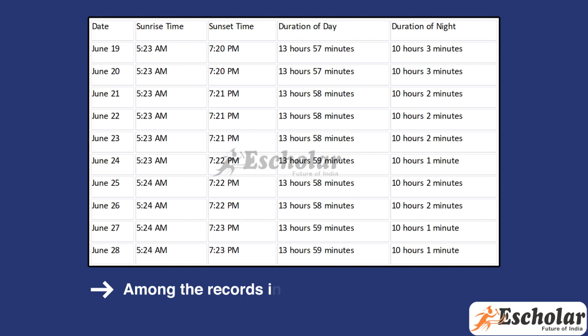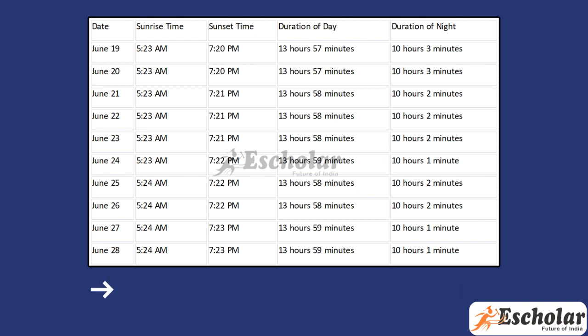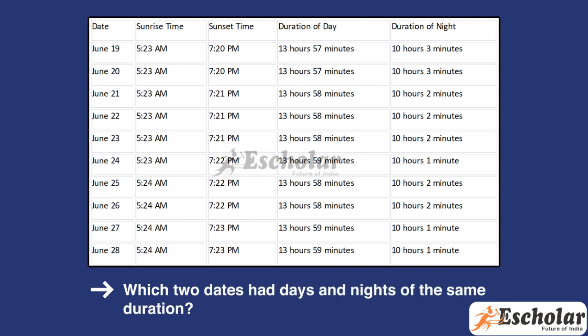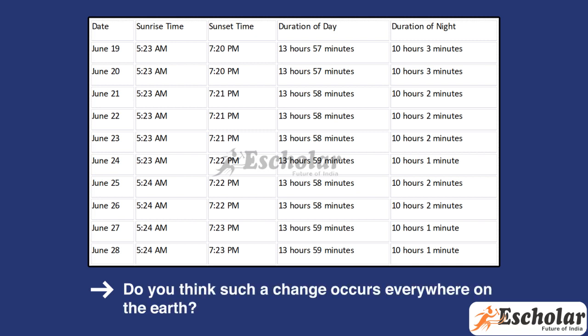Among the records in the table, which is the longest day? What difference do you notice in the duration of the nights day by day? Guess the reason behind it. How did you find out the duration of the night? Which two dates had days and nights of the same duration? With the help of the table, you saw how the duration of the day and the night changes. Do you think such a change occurs everywhere on the earth?